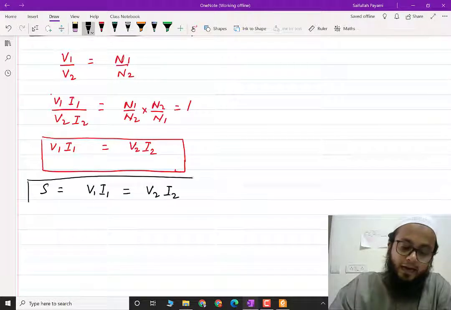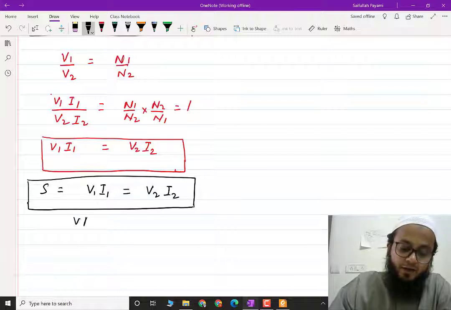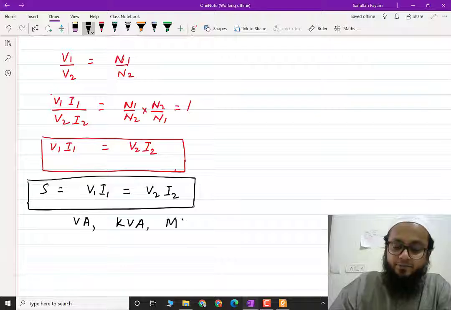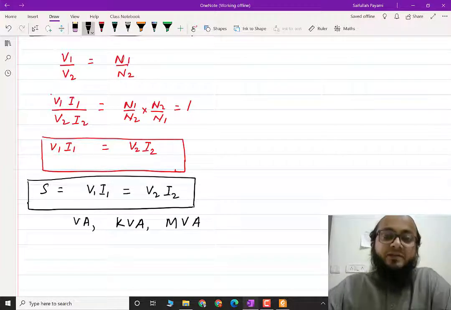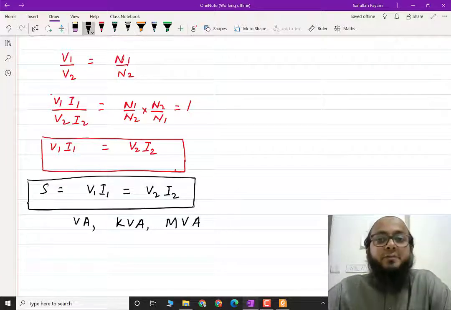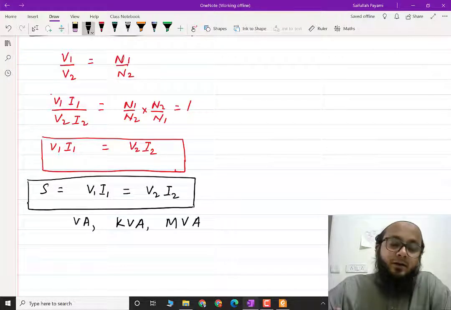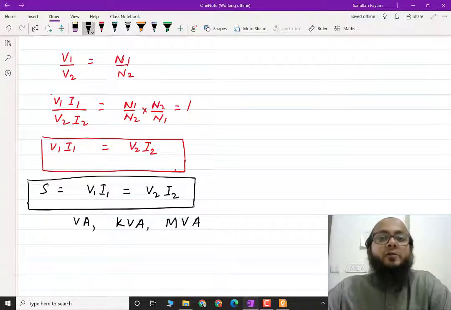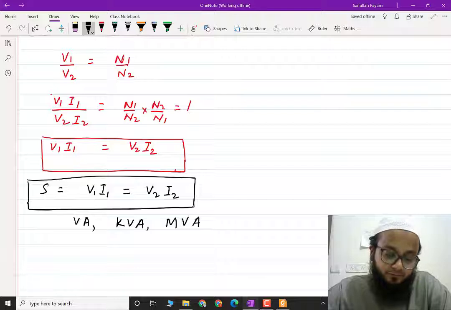And this is generally in VA, KVA, MVA. The rating of the transformer, the unit is either VA, KVA or MVA, because based on the power factor, the real power would be calculated then. So S would be in VA, KVA or MVA.